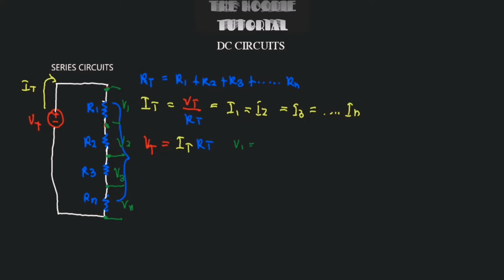In terms of Ohm's law, that's just I1 or IT, because I1 and IT are equal, multiplied by R1. Also V2 is equal to IT or I2, they are the same, multiplied by R2. And V3 is equal to IT or I3, they are the same also, multiplied by the resistance R3. And Vn is equal to IT multiplied by the resistance Rn. So n represents any real number.